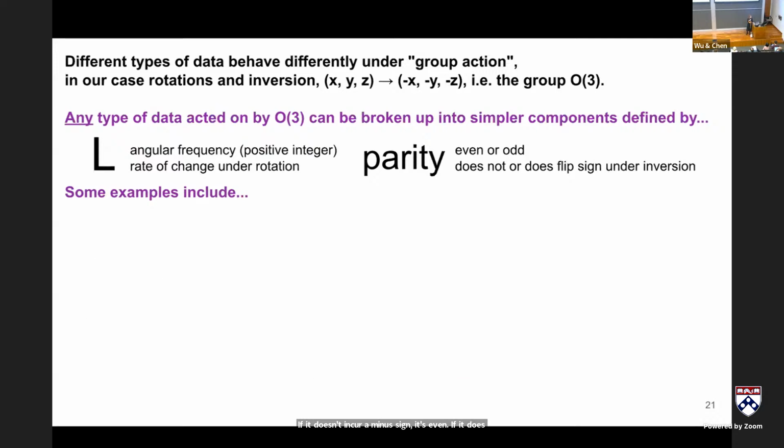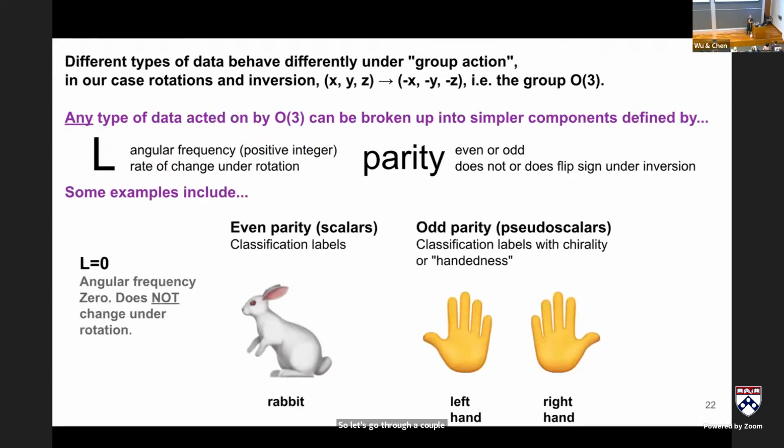So let's go through a couple examples. Let's just do L equals 0 and L equals 1. L equals 0, angular frequency 0, does not change under rotation. Something that's an even parity L equals 0 feature is called a scalar. Something like classification labels. If I have an image and I detect a rabbit, if I invert that rabbit or rotate that rabbit, it's still a rabbit, hopefully, unless you've done something terribly wrong to the rabbit. So that is a scalar quantity.